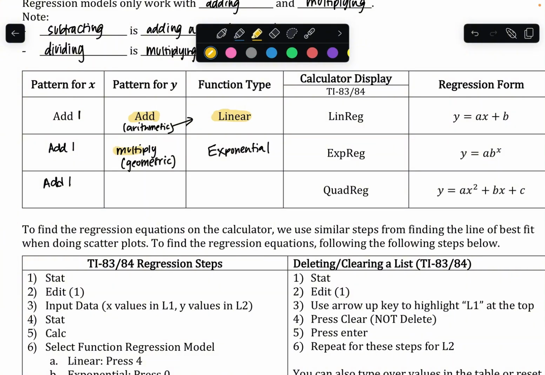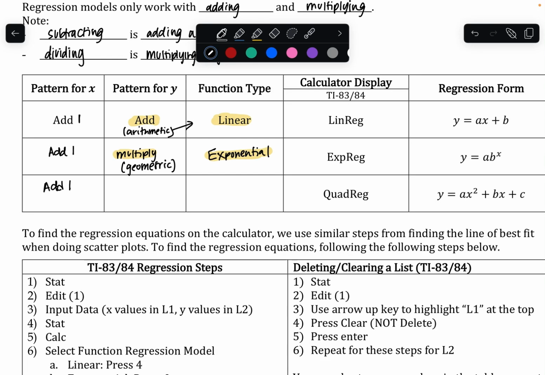Okay, so adding is linear, multiplying is exponential, and then for a quadratic function, you actually look at your second differences, and so we'll talk about what that means. Second difference is constant. And then that would be quadratic.